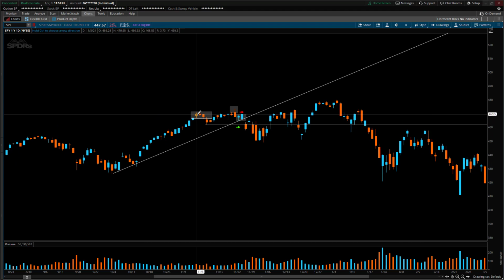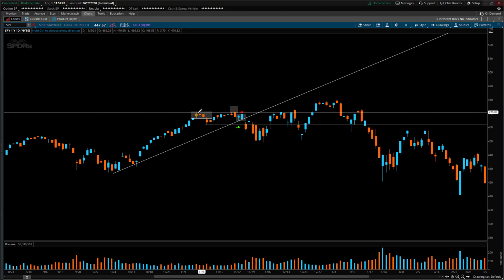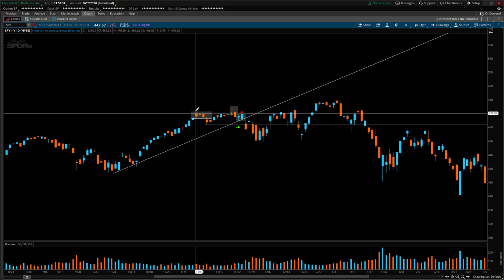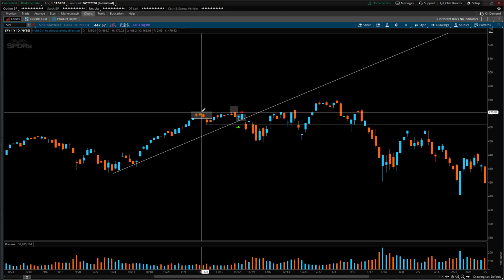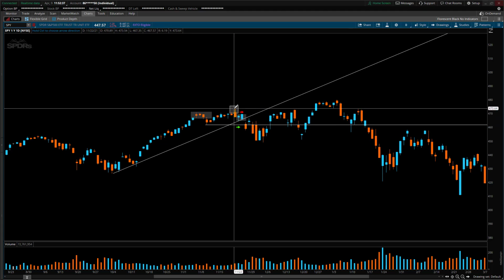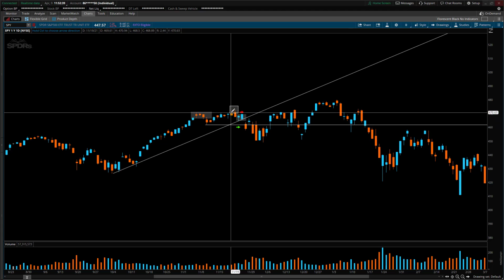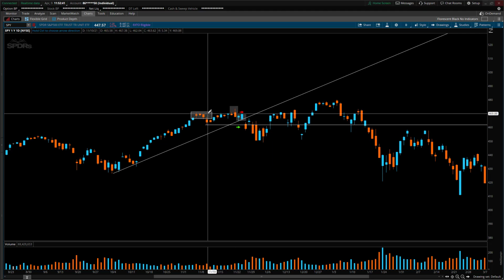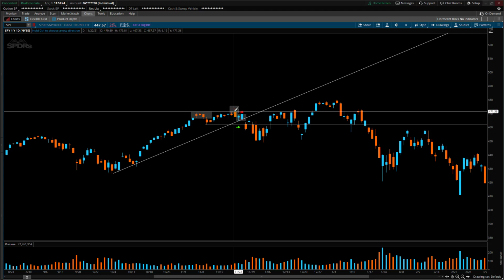So price moves up, it forms a peak, a ceiling or resistance level, and then price falls back down. This is the first peak. Then price moves up again and creates a second peak, or a head. So this would be the left shoulder, and then you have a head.